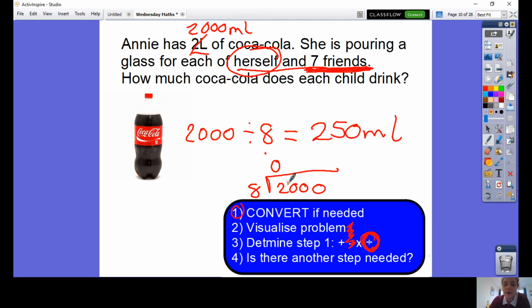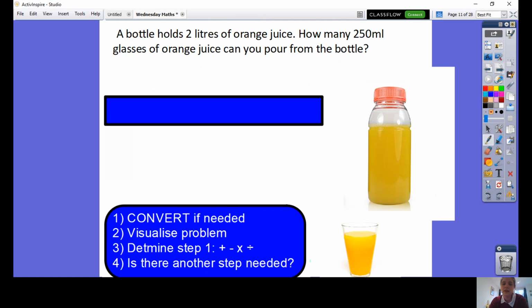8 into 2, 0. 8 into 20, 2. Regroup 4. 8 into 45. Now regrouping 8 into 0, 0. However you get there, so long as you get the right answer, that's all that matters.